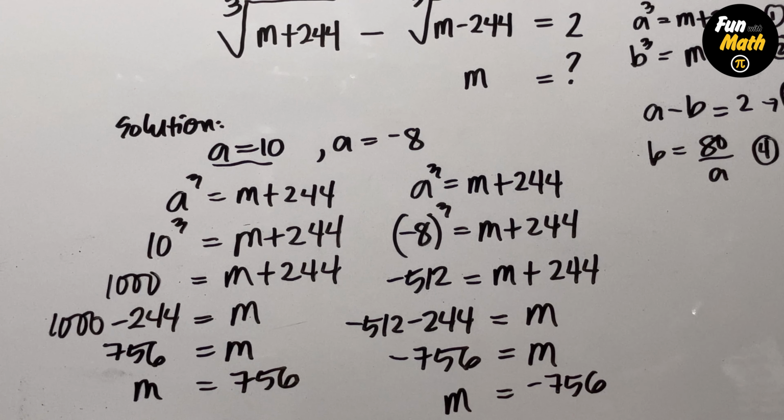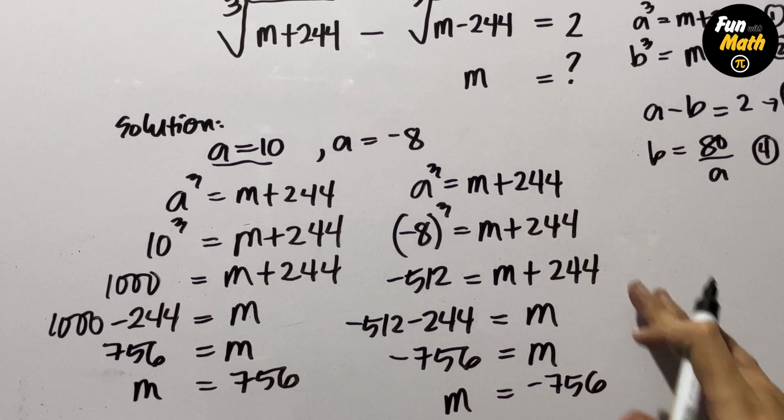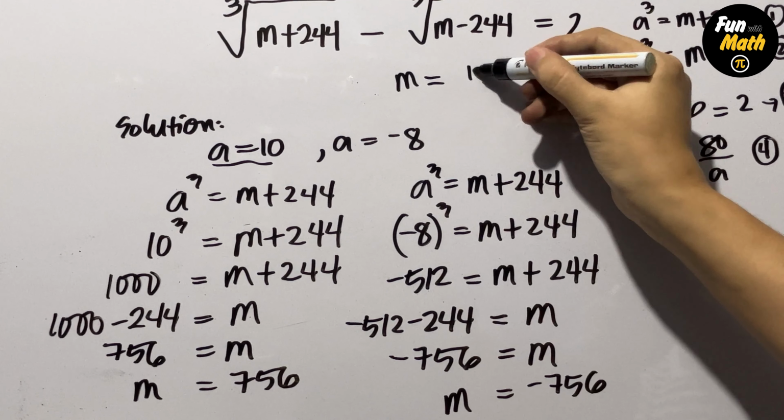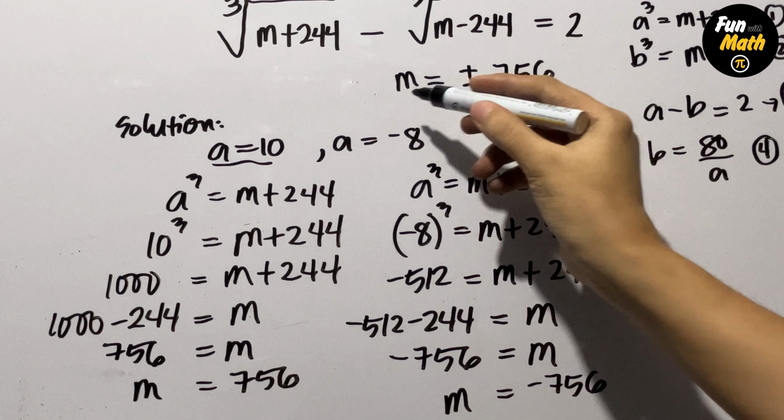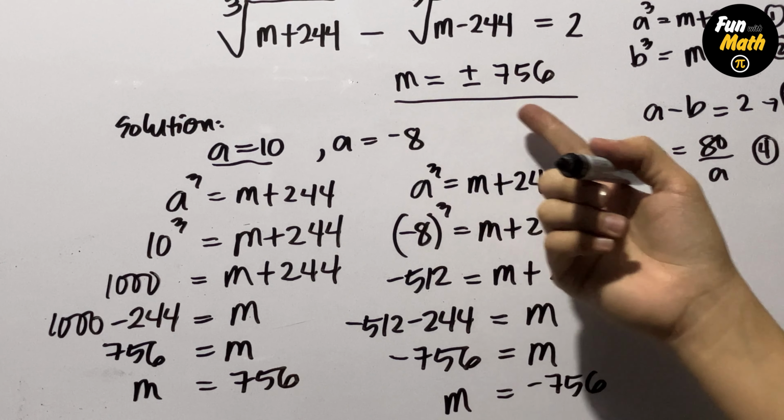So we have the first value of M, which is 756. The other value of M is negative 756. Therefore, the value of M is positive negative 756. So this is the final answer.